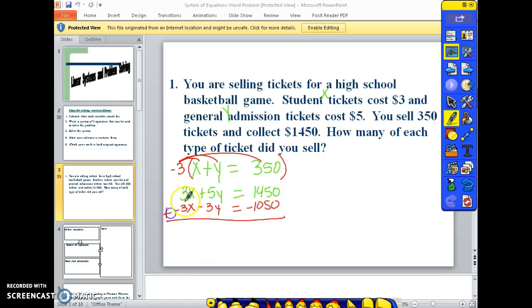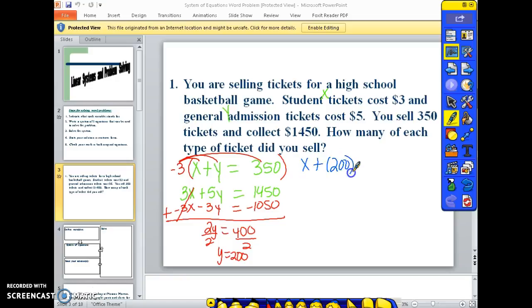Once you have opposites, you can add. 3X plus negative 3X is 0. 5Y plus negative 3Y is 2Y. 1,450 plus negative 1,050 is 400. Now I have a one-step equation. Divide by 2 on both sides, and your Y is going to be 200. Once you get that part, take this 200 and plug it into one of the original equations for the value of Y. It doesn't matter which one you use.